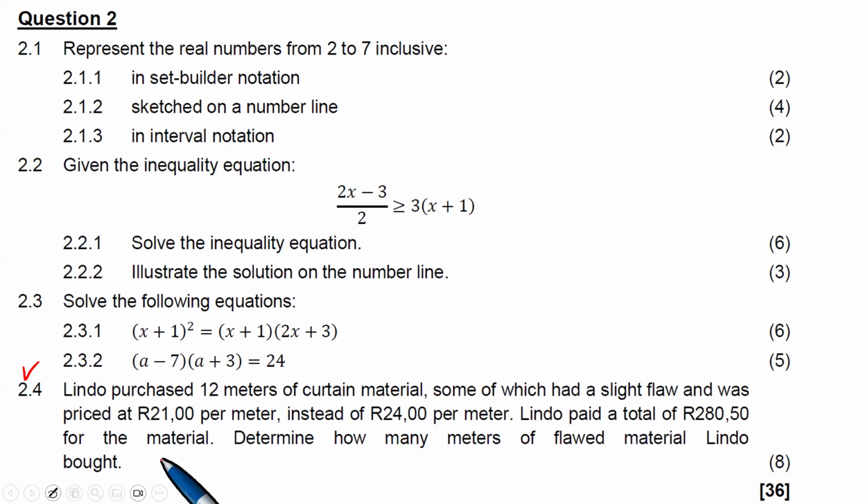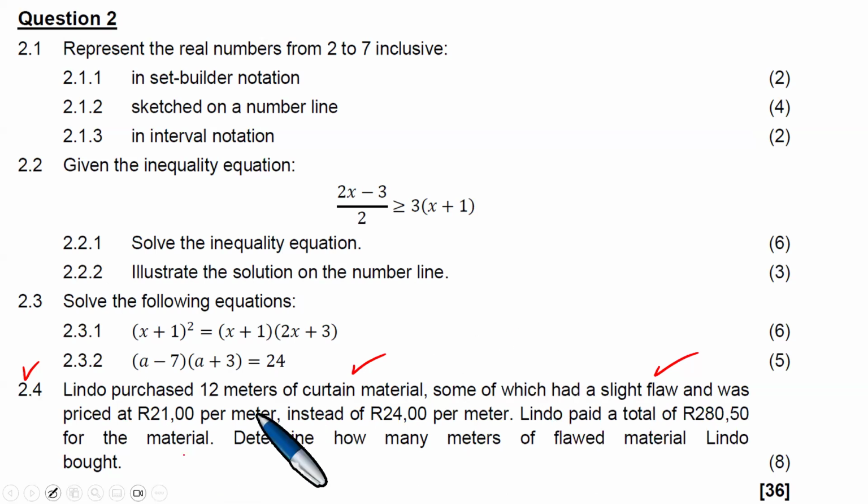This is the story problem. It's a word problem. They've given you words, and you need to solve this and determine how many meters of flawed material Lindo bought. To do this question very carefully, there are two things here. Lindo bought this curtain. Maybe Lindo has a house and wants to put a curtain there. But the problem with this curtain Lindo bought is that some of it is damaged. It has a slight flaw.